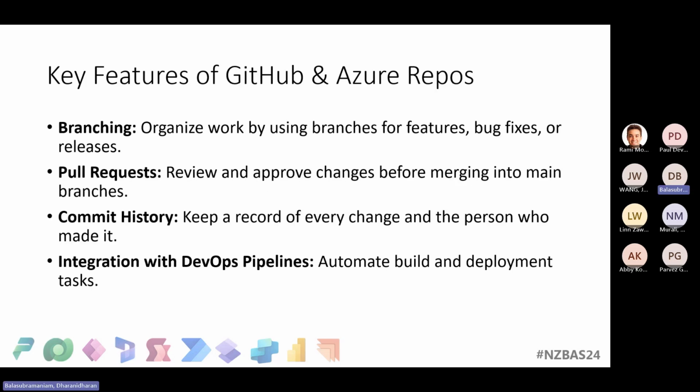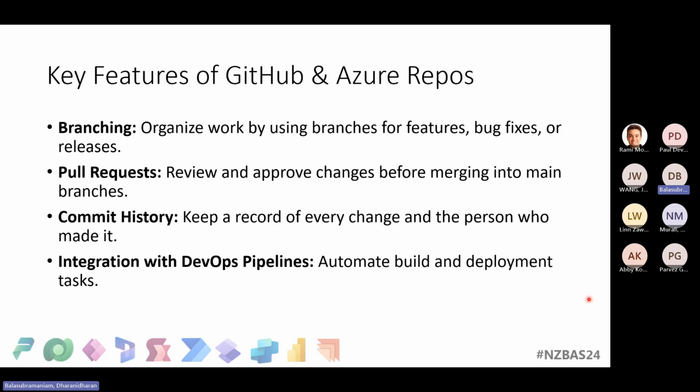Now let's start with the key features offered by GitHub and Azure Repos. First and foremost is branching. Branching allows us to organize the work by separating the development of features, bug fixes, or releases. This helps us avoid conflicts as different team members can work on different branches simultaneously.